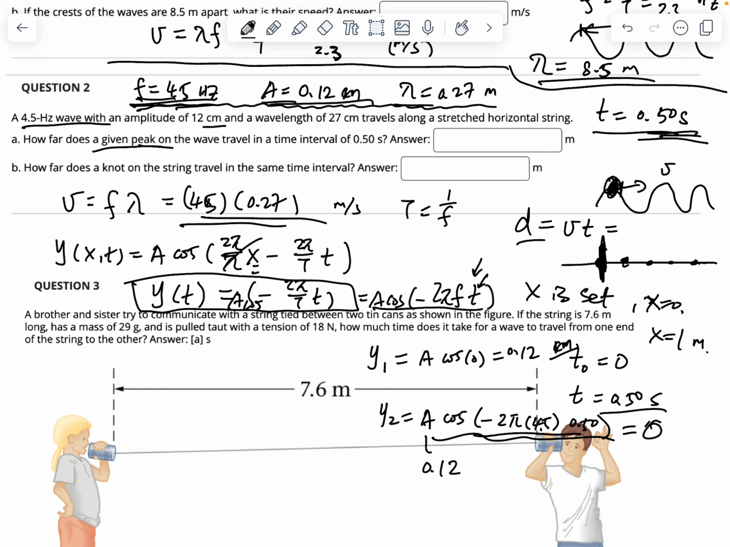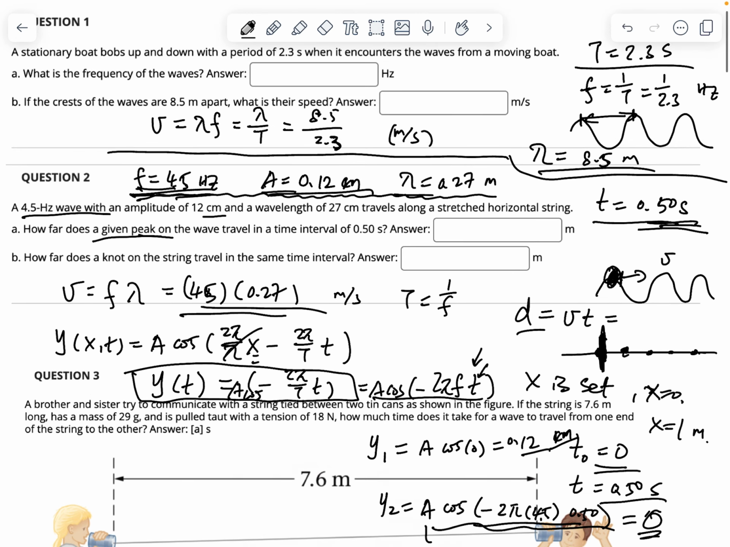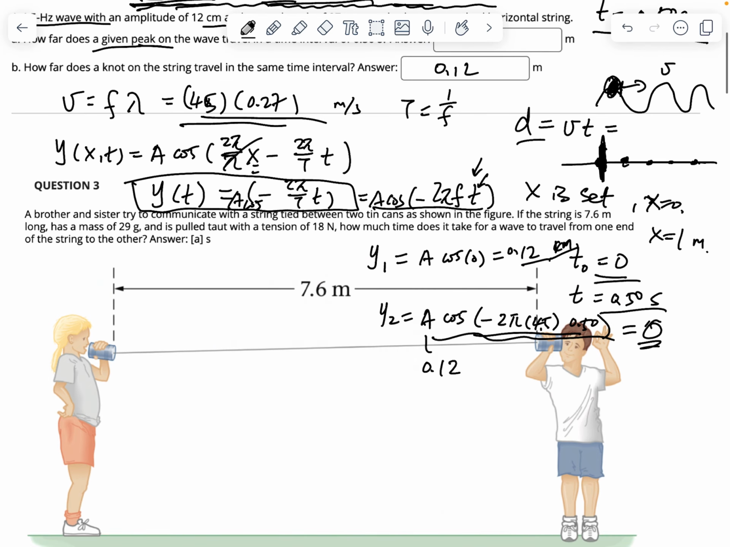All right, so you see, when time equal to 0, it started with the 0.12. Then time equal to 0.5, this guy goes to 0. So the distance traveled, how far? Well, this is 1 amplitude away. Okay, so that's an interesting question. Okay, well, so that's what I got. Well, that's what I calculated.